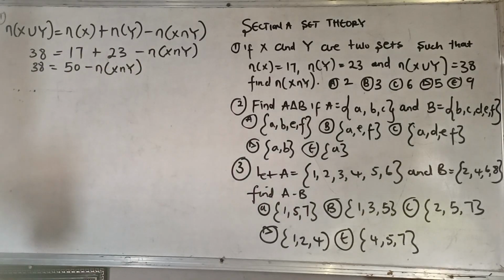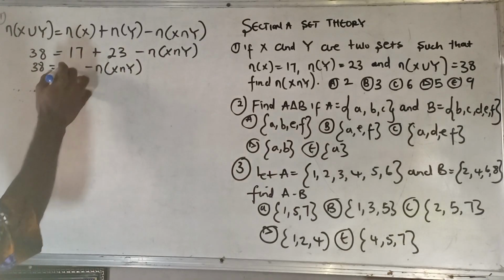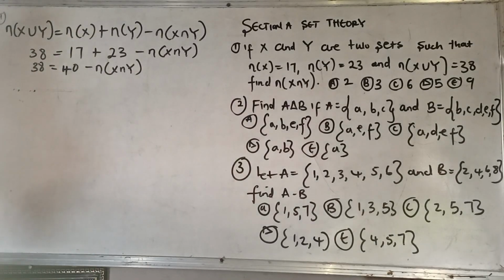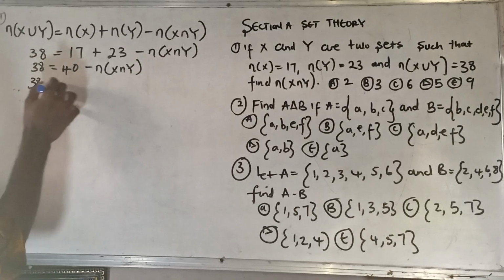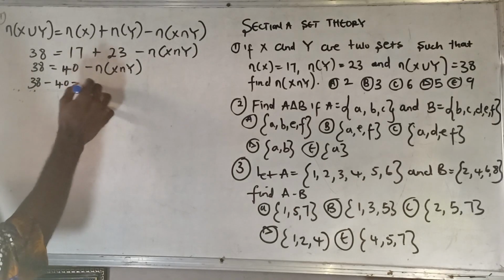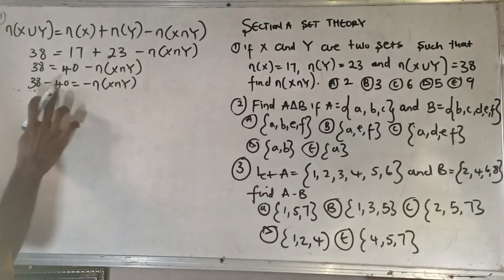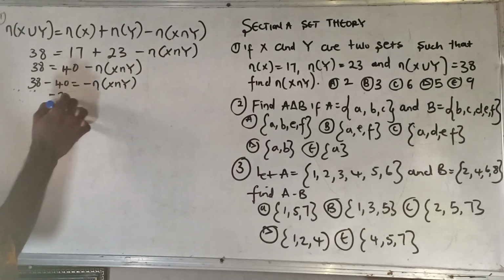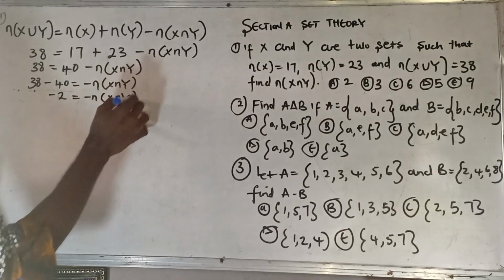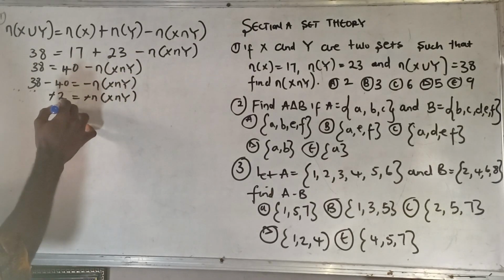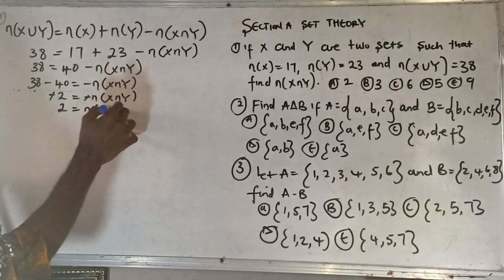So 17 plus 23, is it 50? Sorry, I beg you, this gives us 40. That is 40. Bring this to this side. That is 38 minus 40 is equal to negative, still remaining X intersection Y. So 38 minus 40 is what? It is minus 2, minus X intersection Y. So negative cancels. So 2 is equal to the number of X intersection Y.